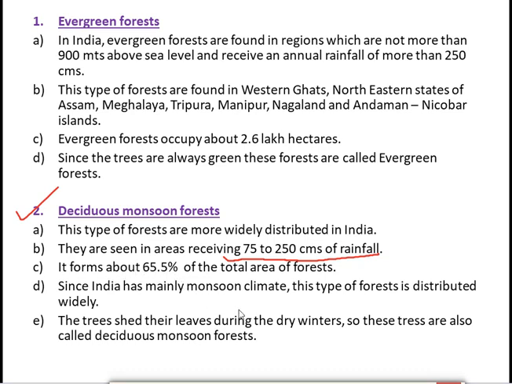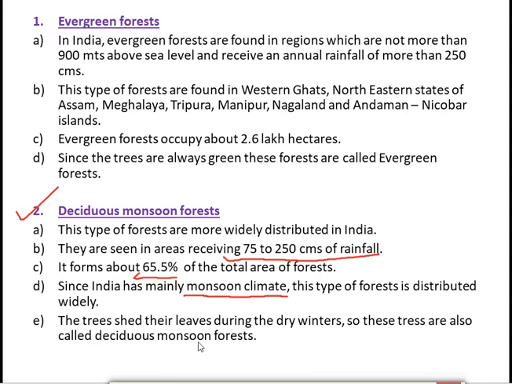So out of the total area of forest, how much percent is deciduous monsoon forest? It is 65.5%. Since India has mainly a monsoon climate, this type of forest is distributed widely. We know that in our country the climate generally seen is the monsoon type, so this type of tree is mostly seen in many areas.